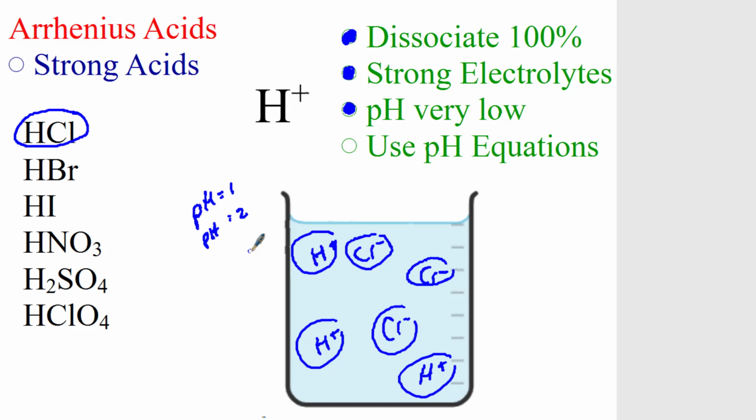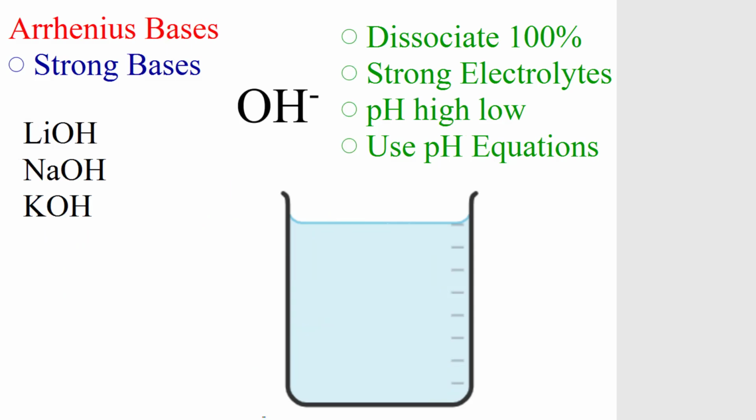Why is it going to be such low pHs? Because there's such a high concentration of H plus in the solution, which means we're going to be able to use our pH equations immediately. Well, guess what? If we have strong acids, Arrhenius acids, we also have strong bases, which are Arrhenius bases.